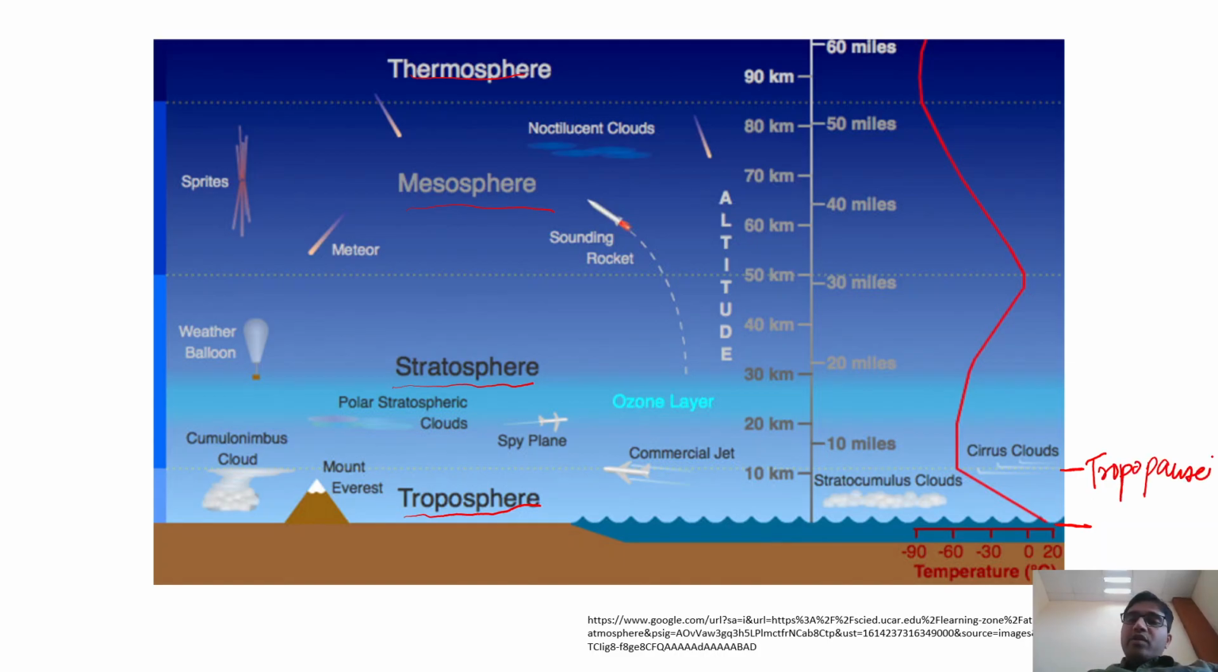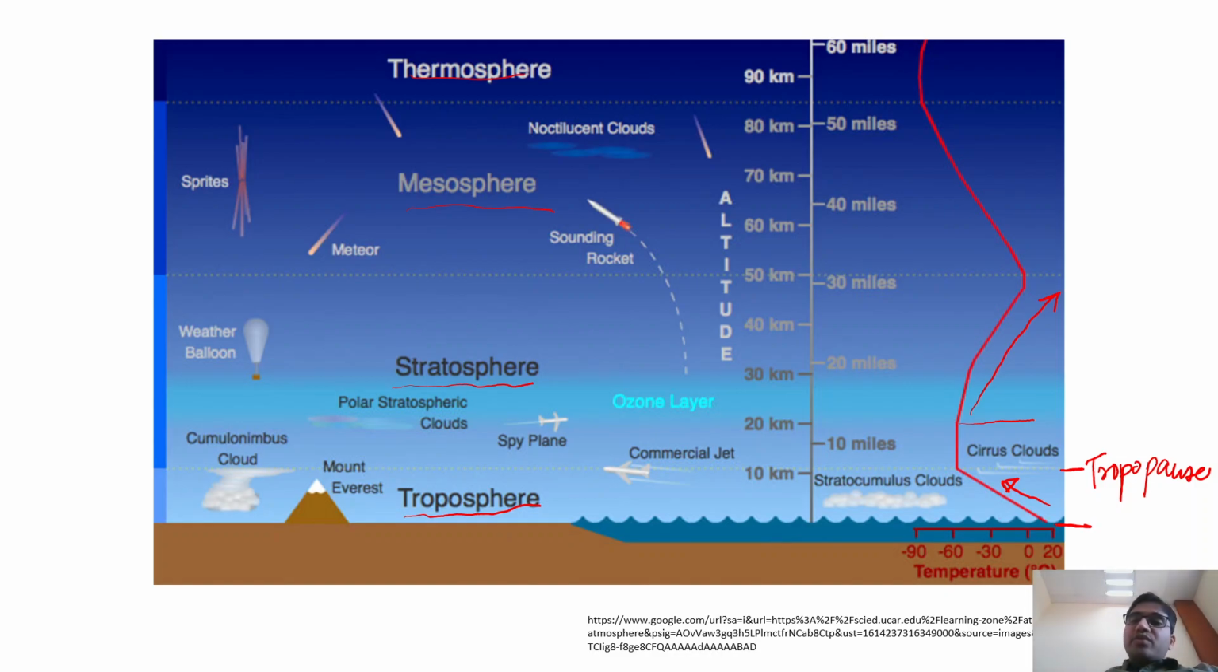Tropopause is the envelope of air that separates the troposphere from the overlying stratosphere. So here you can see that there is a constant decline in temperature. After the tropopause, the temperature remains almost constant and then it again increases. So the upper stratospheric zone has higher temperature than the lower stratospheric zone.